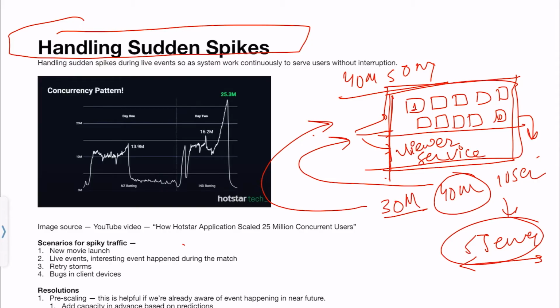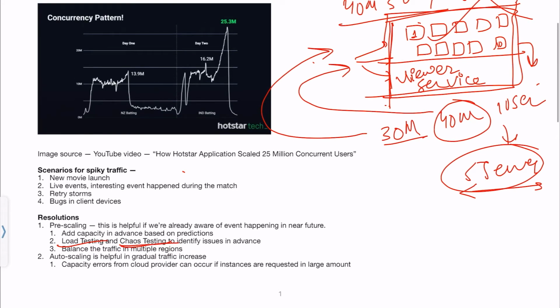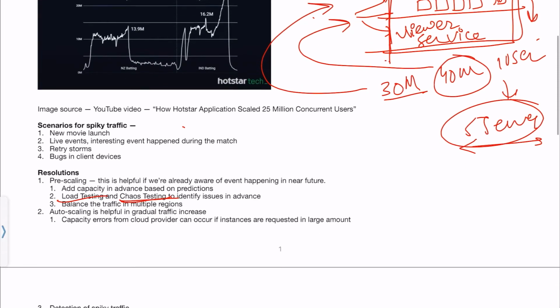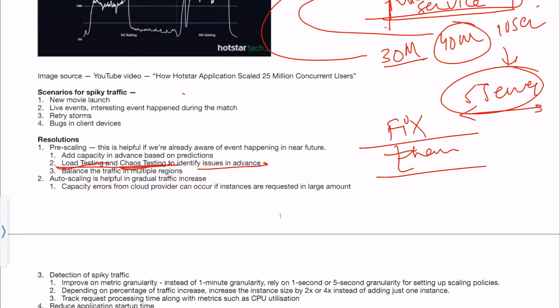Let's say this system is deployed on US East 1. What if this region goes down? How will your system react to it? How will your system react if any component goes down? This is what I mean by chaos testing. You have to ensure that even if these kinds of scenarios happen, your system is able to recover. So this is how you ensure, through load testing and chaos testing, that you identify any issues in advance and then fix them. Great, so this you have to do.